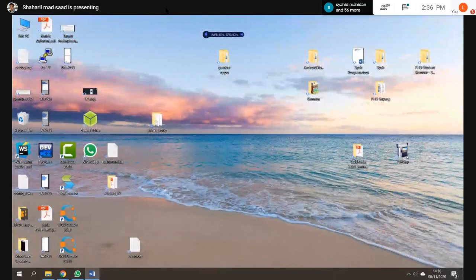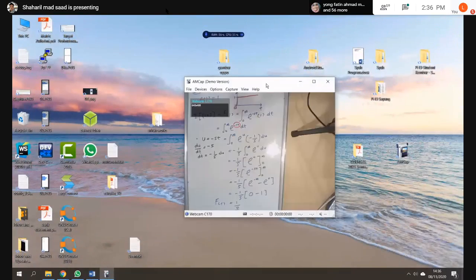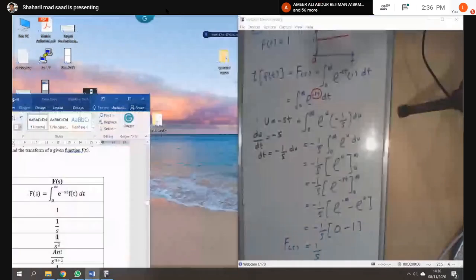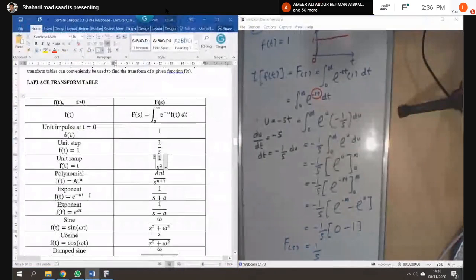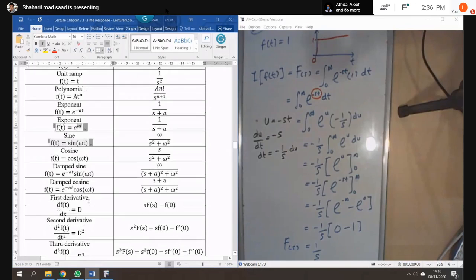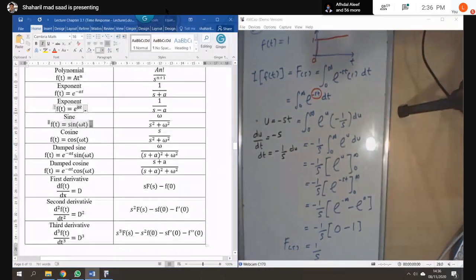s to the power of 2. And then for the polynomial, you need to factorize. So the one important thing is this one, e to the power of minus at is 1 over s plus a. If you have a plus, it will be a minus sign and so on.